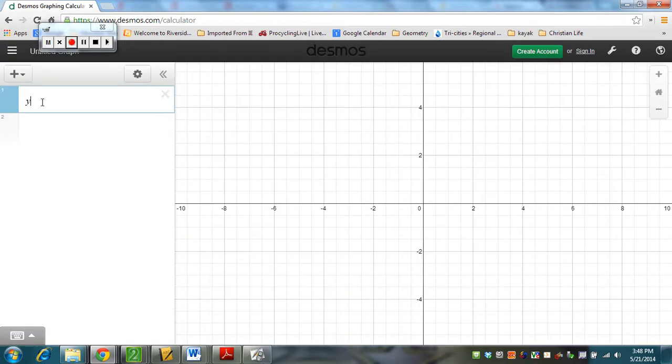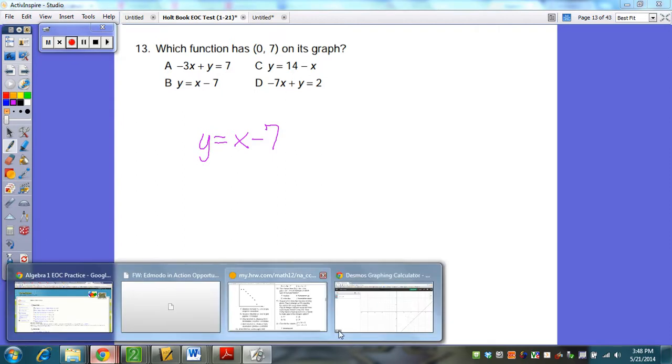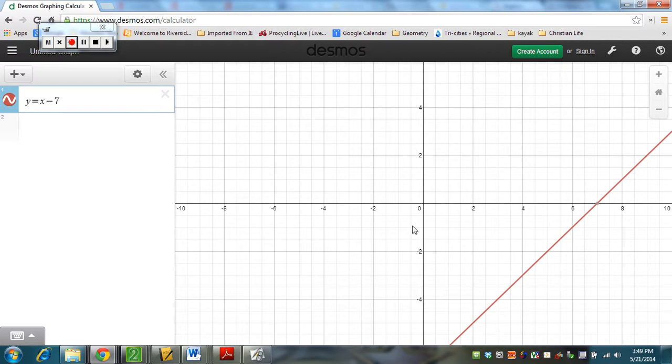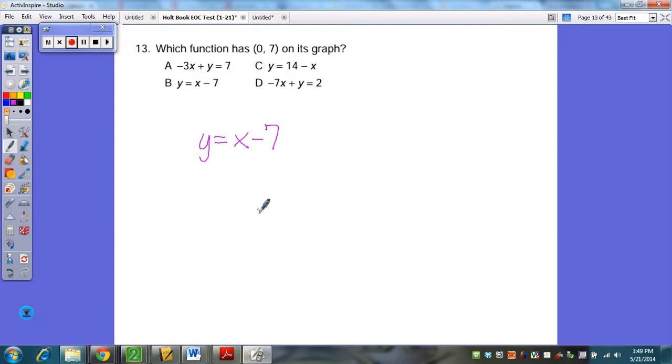So if we were to take y equals x minus 7, okay? What this is saying is that if this is our function, 0, 7 is on its graph. So that means that if I came back to this function, the point 0, 7, which is right here, this point right here is on the graph. Well, it's not on here, is it? Okay? And we can tell that algebraically by coming in here and plugging our values in.